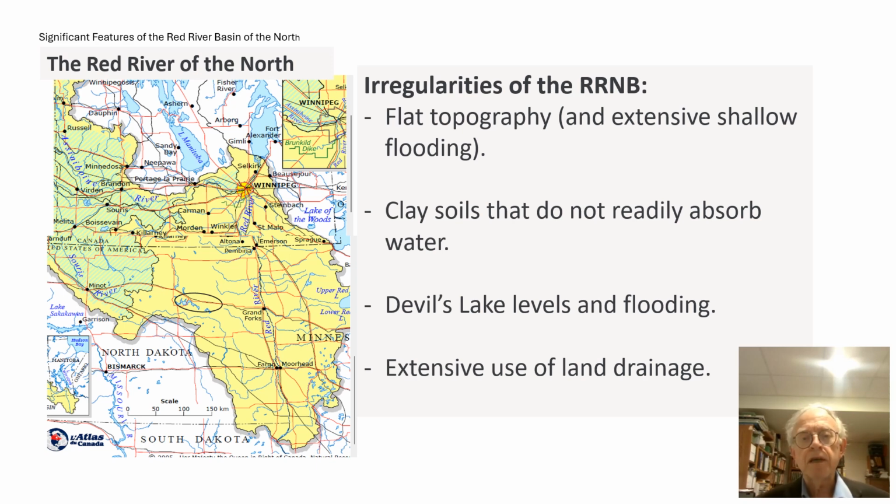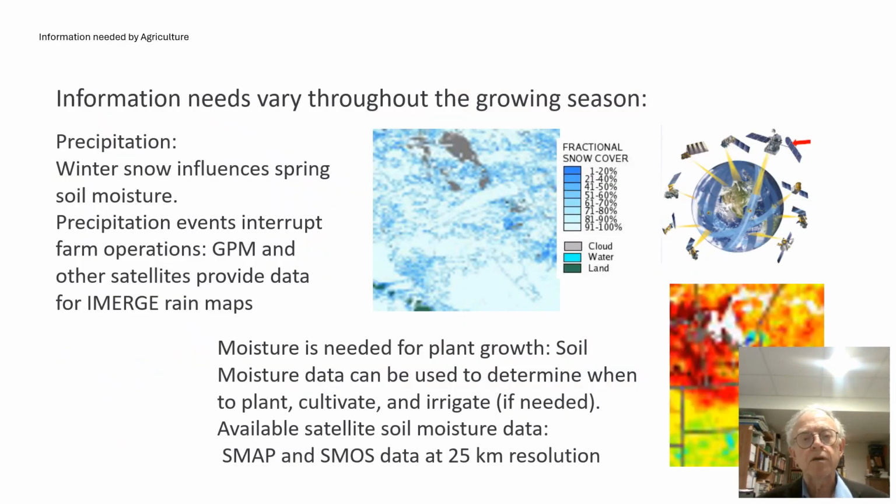It has flat topography, and extensive shallow flooding occurs during the spring as a result. It has clay soils that don't readily allow the infiltration of water. It has specific phenomena in the basin that lead to further water coming into the main stem of the Red. For example, Devil's Lake, this little area here, has extensive flooding in the spring and summer. And there is extensive use by farmers of land drainage to get water off the land so they get cultivating earlier in the spring.